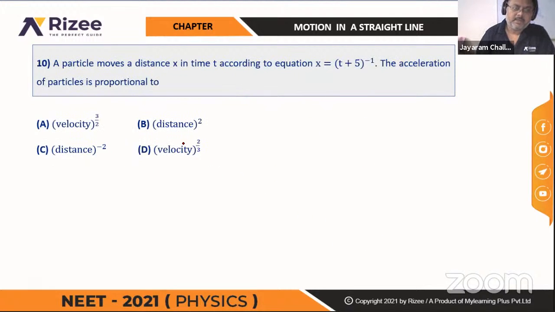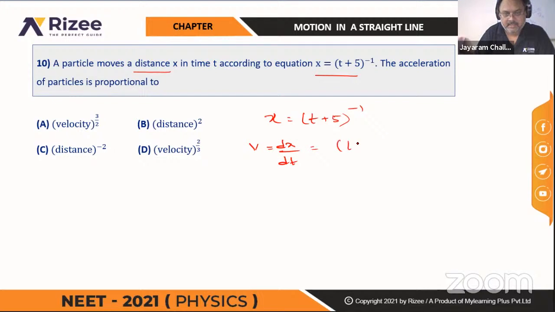Next one, a particle moves a distance x in a time according to the equation x is equal to t plus 5 to the power of minus 1. The acceleration of the particle will be proportional to how much? To get the acceleration, first I'm going for the velocity, which is dx by dt. So velocity will be t plus 5 whole to the power of minus 1 minus 1, that comes out to be t plus 5 whole to the power of minus 2.